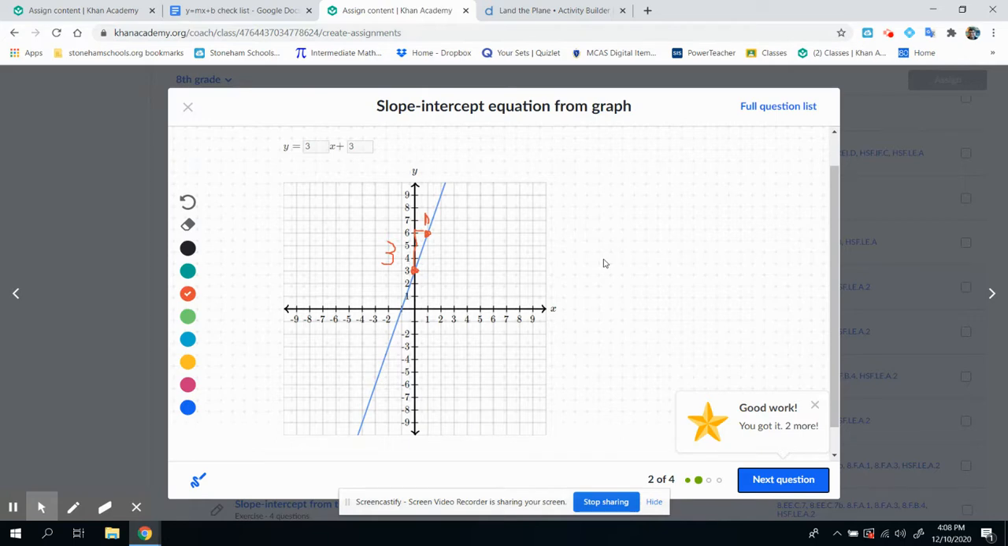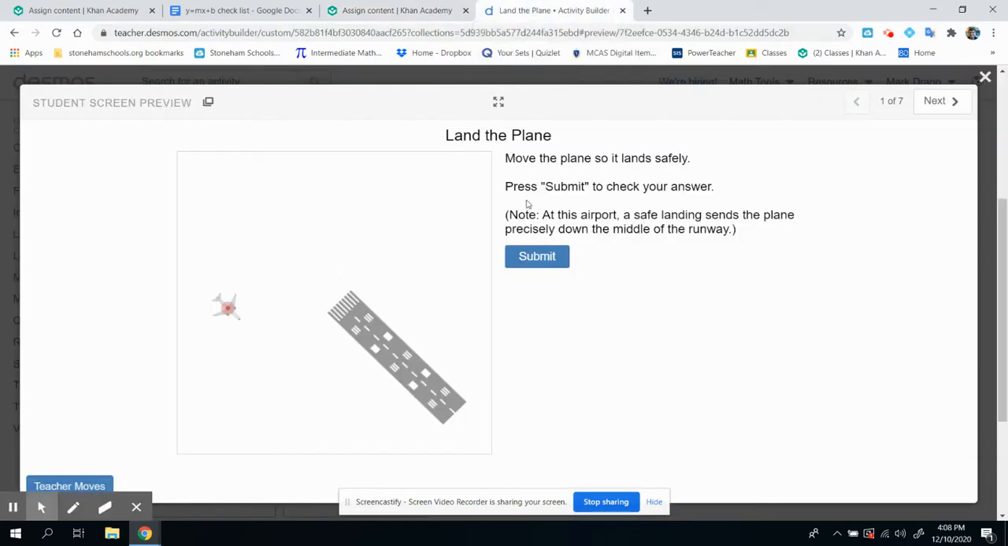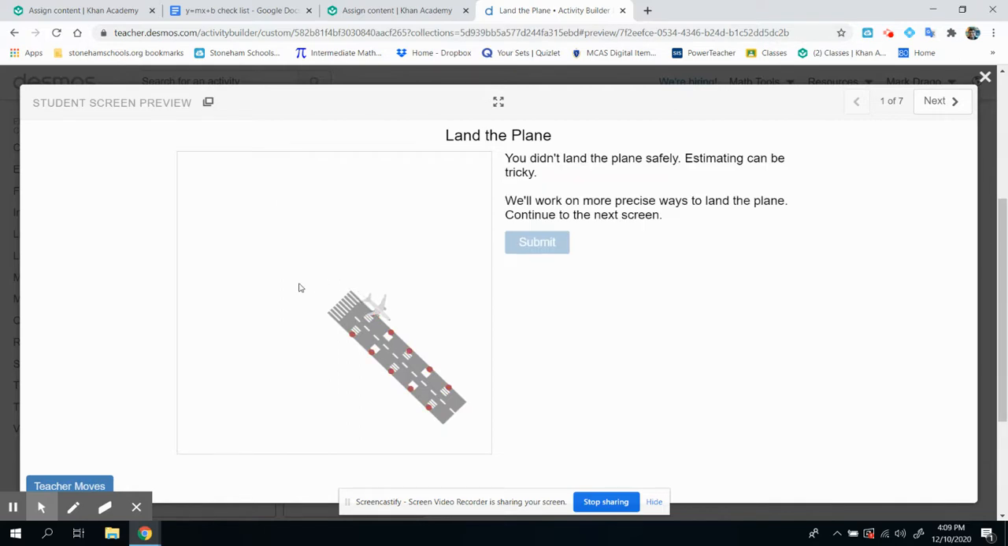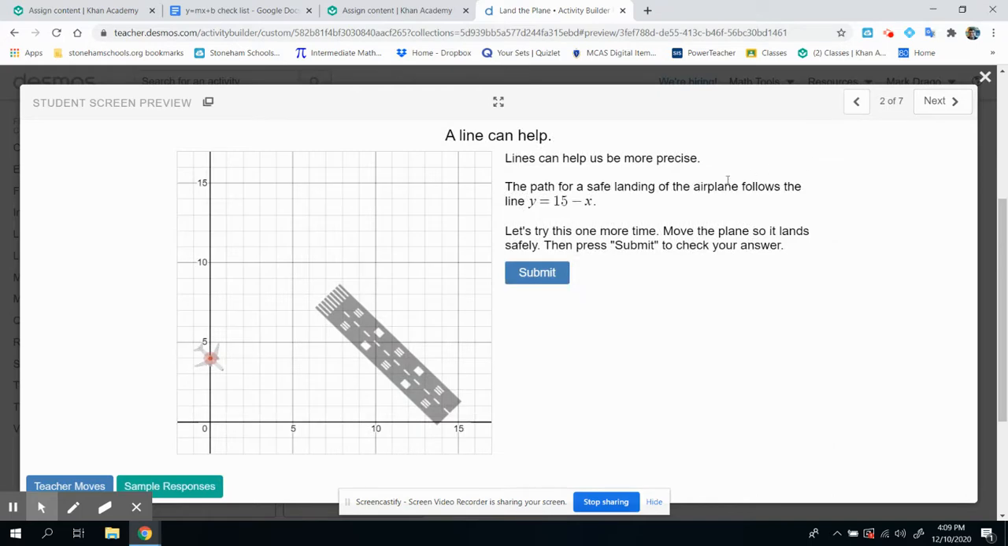Okay, so this was the most recent Khan assignment. As I mentioned, we are going to have a Desmos assignment. Let's take a look at that. This is going to be the first page of the Desmos assignment, right? And for this first page, it wants you to kind of make an estimate. Where would this plane have to be placed in order for it to land safely on the runway? I moved it up too high here, right? But it says you didn't land the plane in safety. Estimating can be tricky. We work on a more precise way to land the plane. So this first page is just so you could kind of see how we need a more precise way, right?